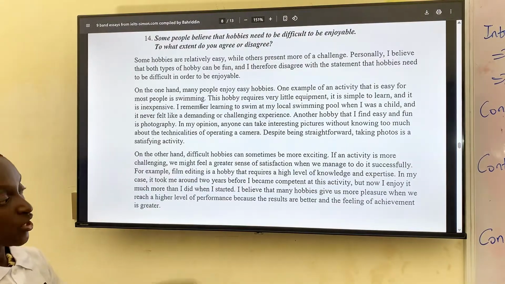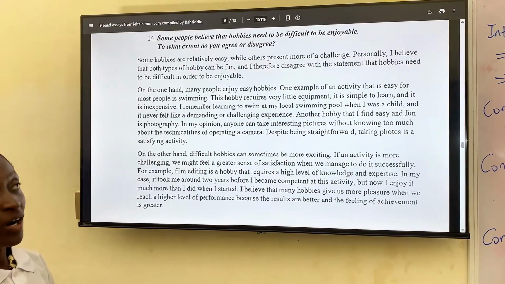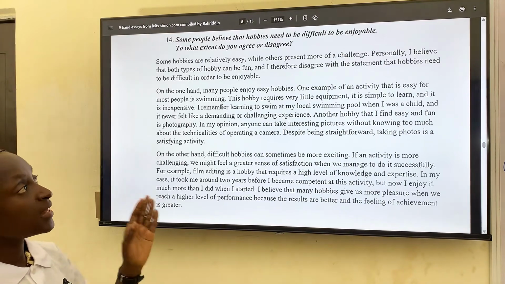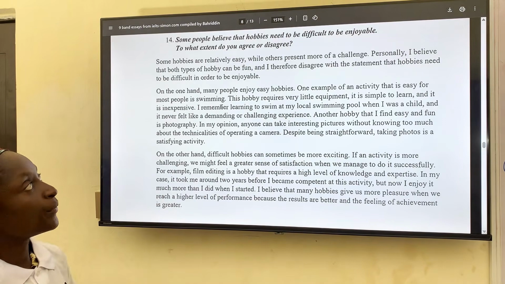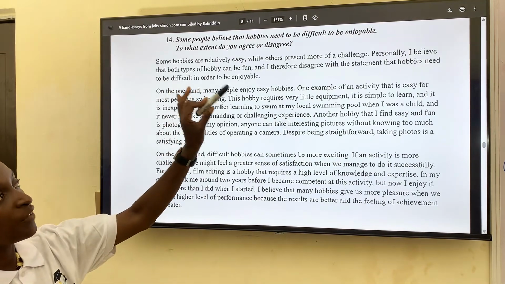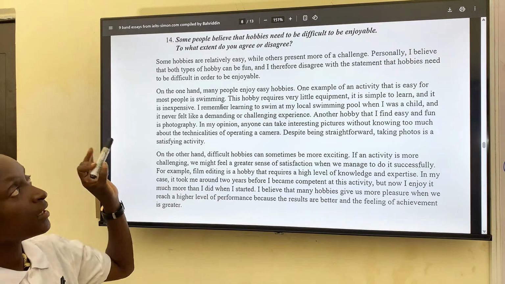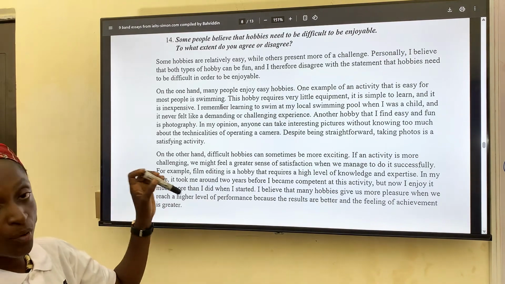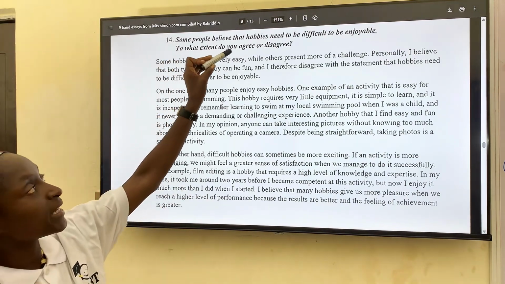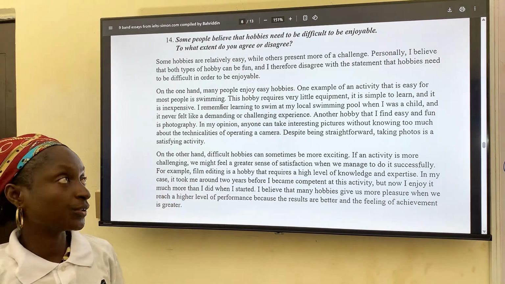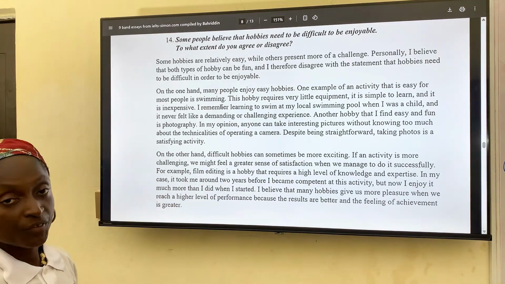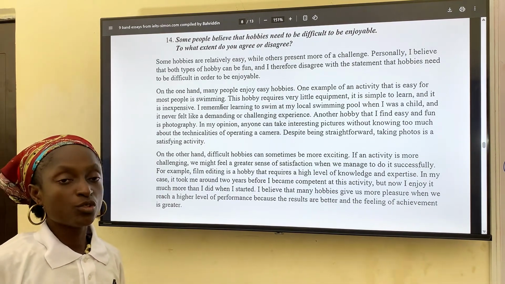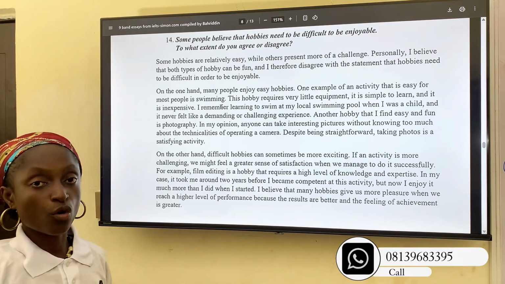Okay, welcome back. So we are going to look at an example of an opinion essay. We have the first one. Some people believe that hobbies need to be difficult to be enjoyable. That is the statement in our question, or that is our point of argument. Now, to what extent do you agree or disagree? That's the main question. That means, do you believe that hobbies should be difficult in order to be enjoyable or pleasurable? Or do you think hobbies don't need to be difficult in order to be enjoyable or pleasurable?